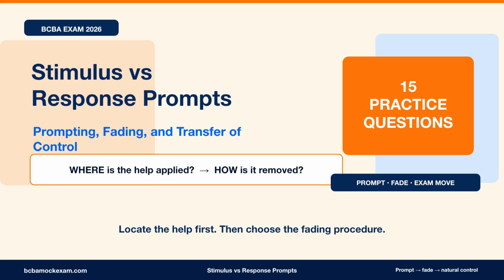Prompt questions are difficult because the same teaching trial can contain several components at once. A person may point, model, wait, and fade assistance, but those actions do not all belong to the same category. We will first classify where the added help acts, on the antecedent task stimulus or directly on the learner's response. Then we will separate prompt type from the operation used to transfer control.